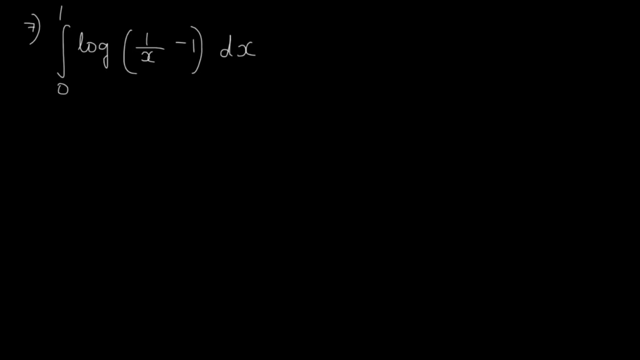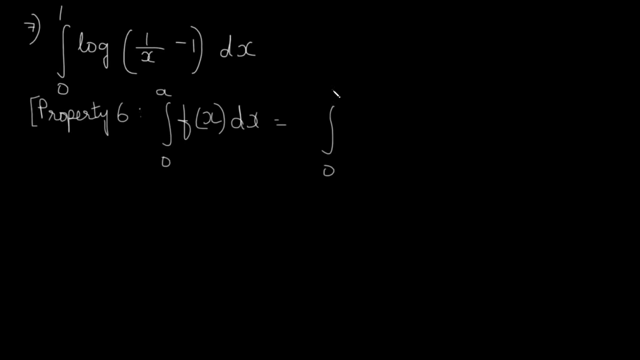Okay. Now in question number 7, as you can see, the question which is given is integral 0 to 1 log of 1 upon x minus 1 dx. Over here, we are going to use property 6. Till now we used property 5. So over here we are going to use property 6 actually. Okay, what is property 6? Property 6 is the integral 0 to a f(x) dx can be written as the integral 0 to a f of a minus x dx. So wherever x is there, we put the upper limit minus x, that is a minus x. Okay, this is our property 6.